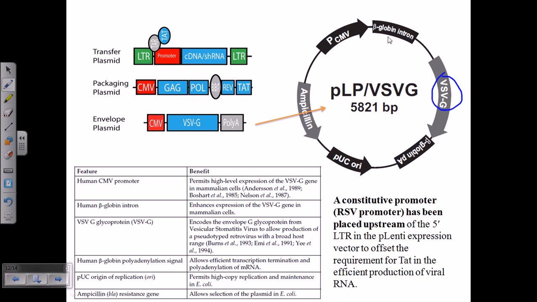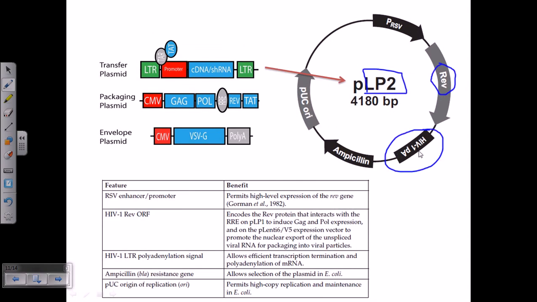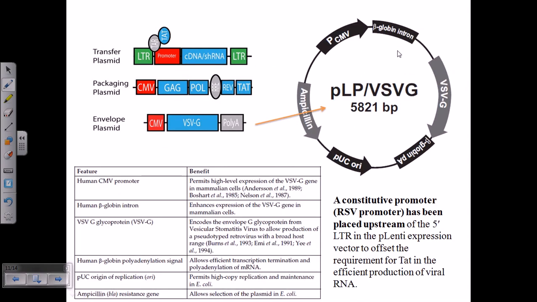Now here also we have the beta globin intron. Why do we have the beta globin intron? Because it allows efficient transcription termination and also polyadenylation of the mRNA. So the task fulfilled by HIV-1 PA in the other plasmid is conducted here by beta globin PA.